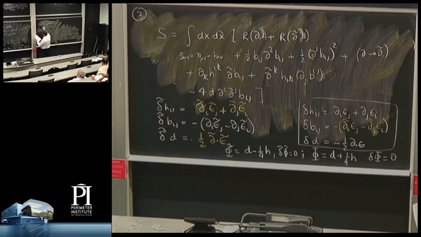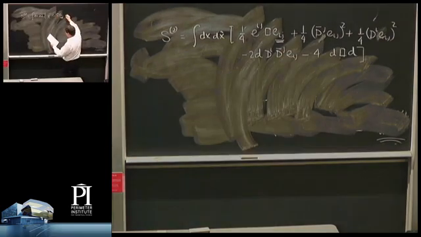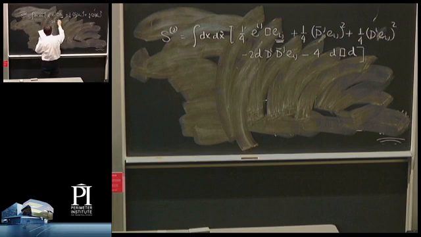So here is the whole action. S2 is equal to ∫dx dx̃ [1/4 E_ij □ E^ij. Remember, this is the field. This has its indices raised. Plus 1/4 (d̄_j E^ij)² plus 1/4 (d_i E^ij)² minus 2 d d_i d̄_j E^ij minus 4 d □ d]. That is the whole action.